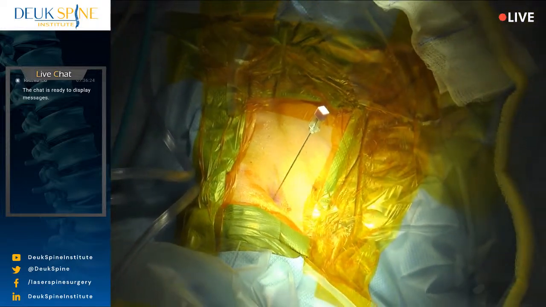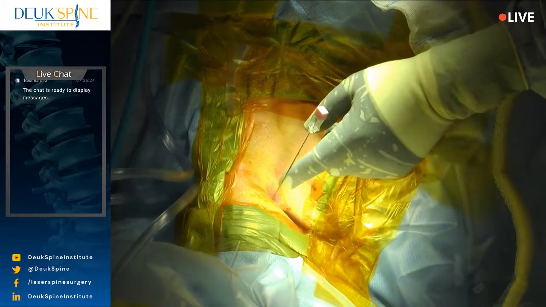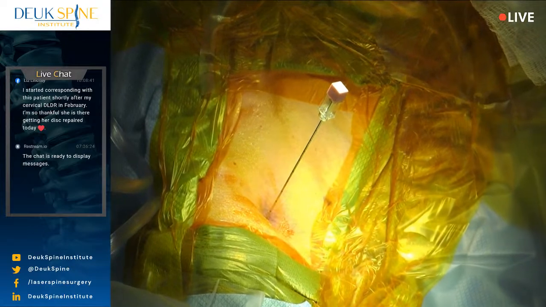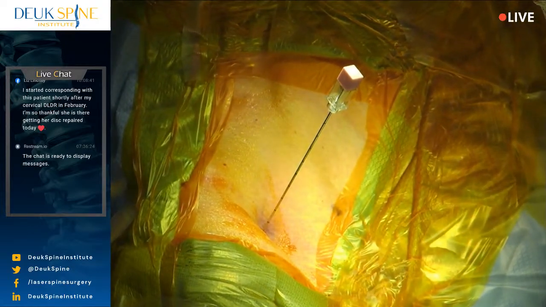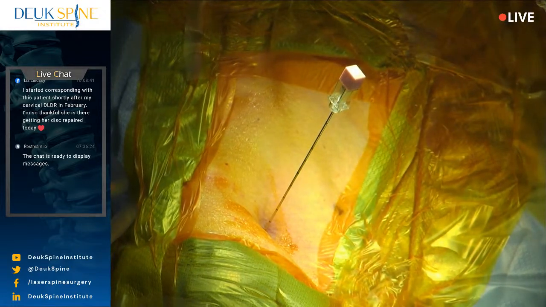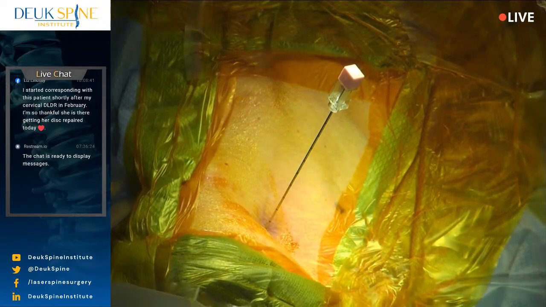Now, we do all this without fusion. So I've already accessed the C3-4 disc. You can see on the lateral x-ray, I have the needle in the center of the disc. I'm going to do a discogram. But before I do that, I want to access the 5-6 and 6-7. So we're doing 3-4, 5-6, and 6-7. We're skipping 4-5. Everybody in agreement?